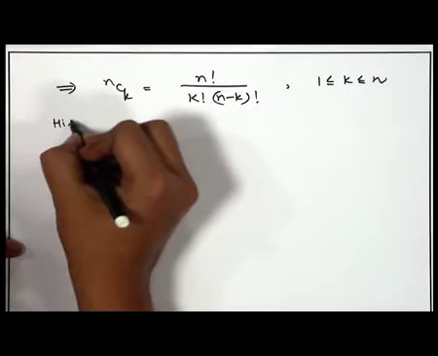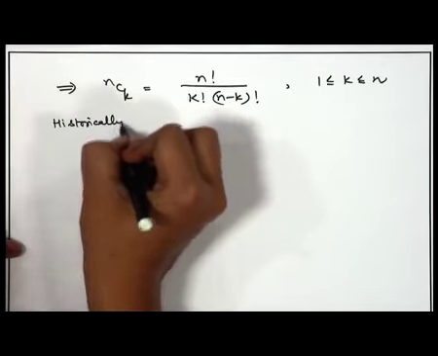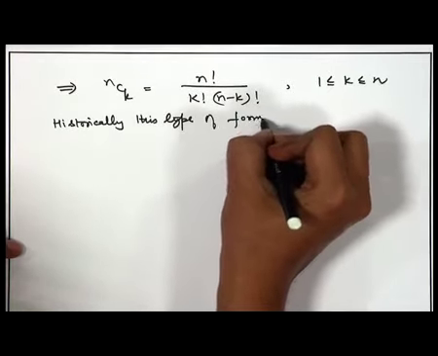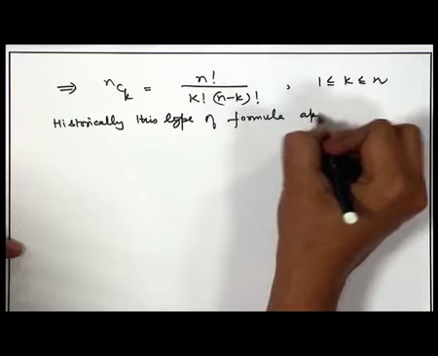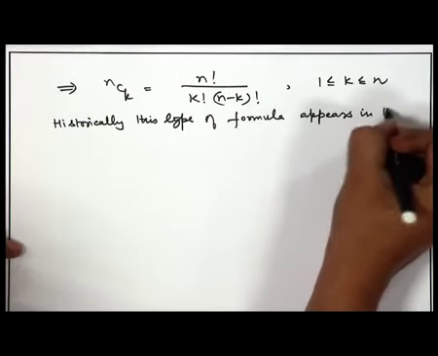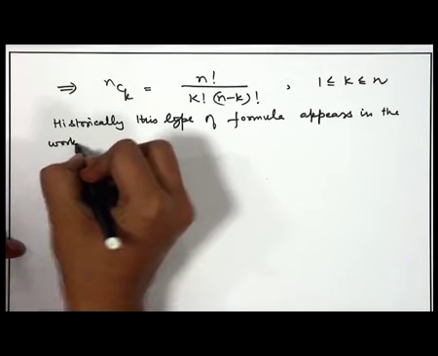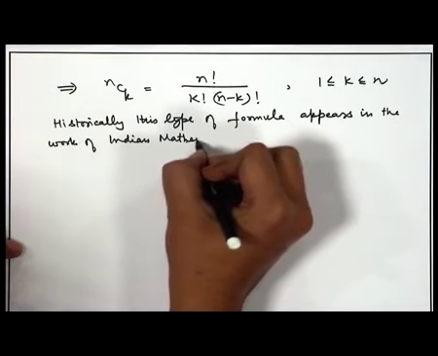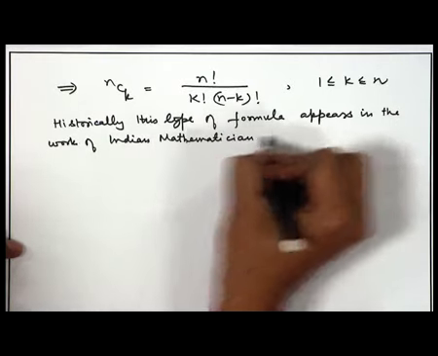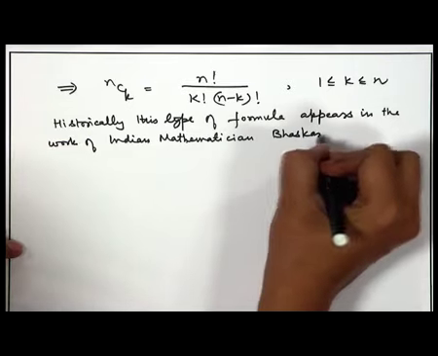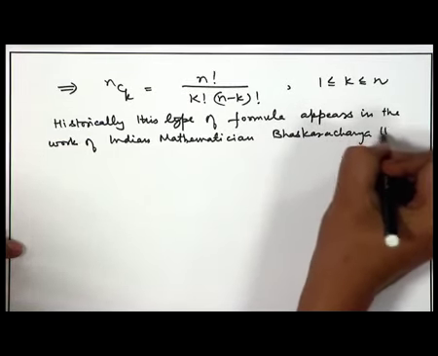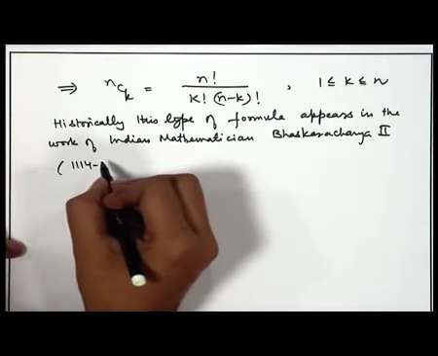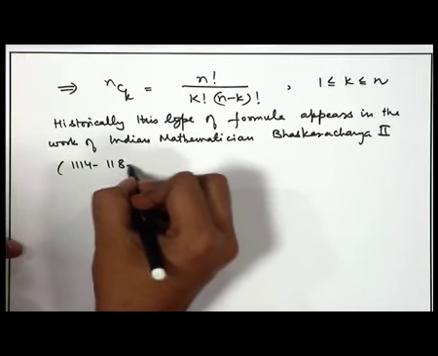A historical note is that historically this type of formula appears in the work of Indian mathematician Bhaskaracharya too. His timeline is around 1114 to 1185 AD.